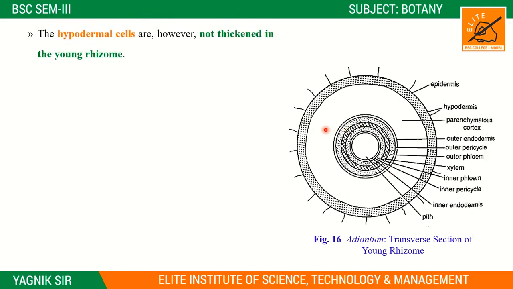So the hypodermal cells are, however, not thickened in the young rhizomes, right? And next to the hypodermis is the parenchymatous ground tissue. Here the hypodermis layer is not thick, right? In mature rhizomes the hypodermis layer is very thick, but here it is not thick, though some layers are present, right? And next to the hypodermis is the parenchymatous ground tissue, right? This is the ground tissue, and this part is called the cortex, right? And this cortex consists of parenchymatous cells.